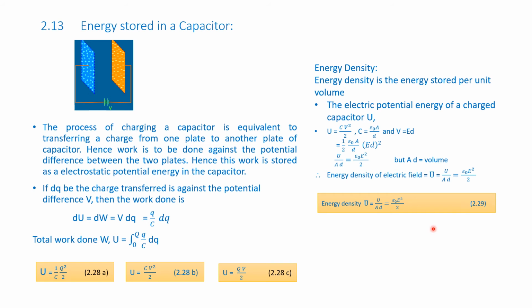Hence, energy stored is half CV square or Q square by 2C or QV by 2, any of these formulas, and energy density is U by AD. Therefore, that becomes epsilon naught E square by 2. This also will be required for solving numerical problems.